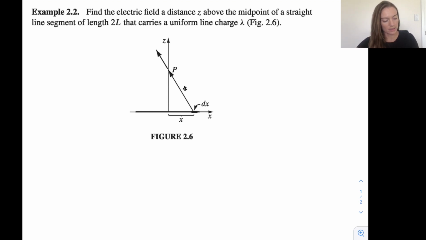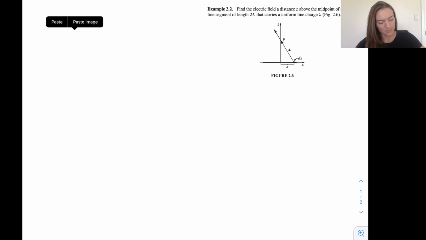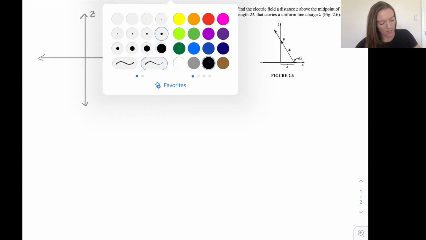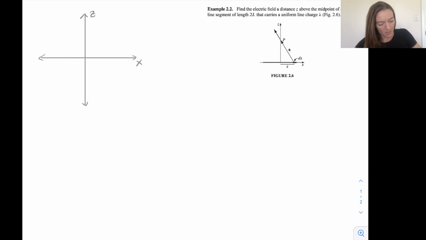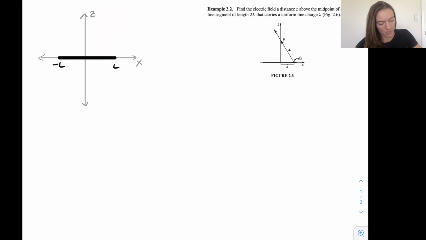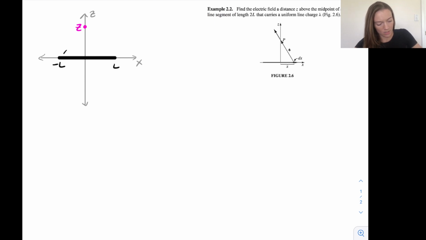So we want to find the electric field a distance z above the midpoint of a straight line segment of length 2L that carries a uniform line charge lambda. So let's first just draw our own picture. We have a line charge that goes from negative L to L. We're measuring it at some arbitrary point z on the z-axis, and it's a line charge of lambda.